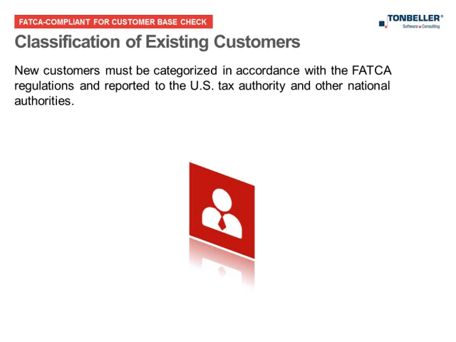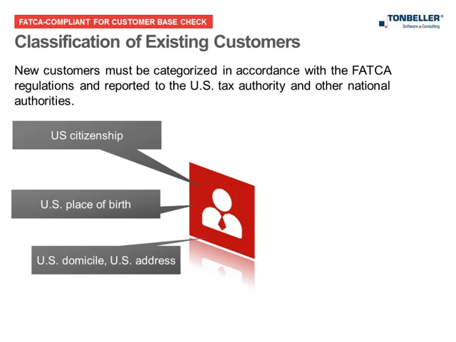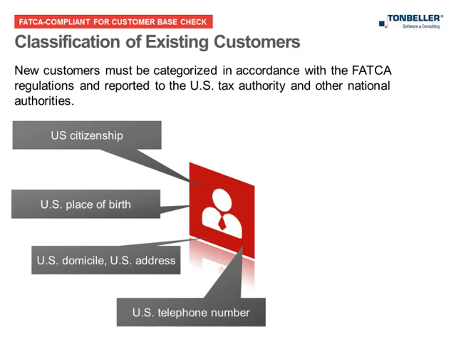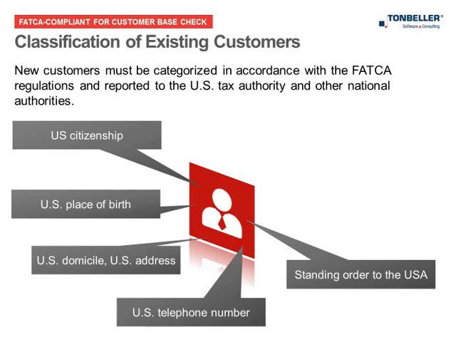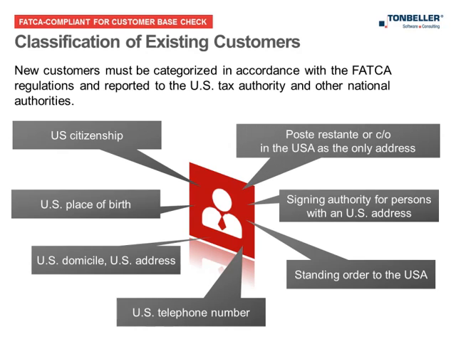The IRS Implementation Directive for the participating FFIs contains criteria to be considered when identifying the customers: U.S. citizenship and permanent residence in the U.S., U.S. place of birth, domicile and correspondence address in the U.S., including postbox, U.S. telephone number, standing orders to an account in the USA, signing authority for a person with an address in the USA, post resident or c/o in the USA as the account holder's only address.